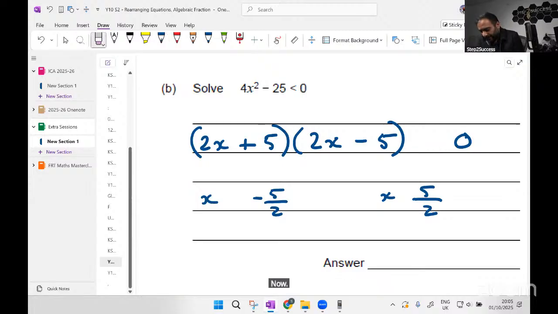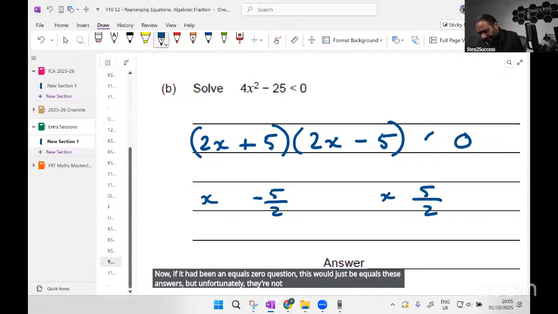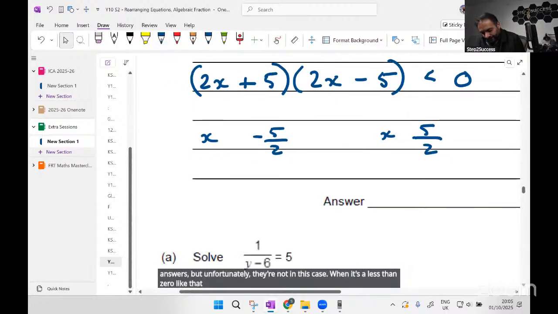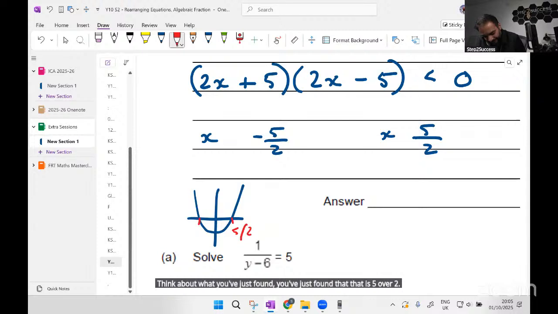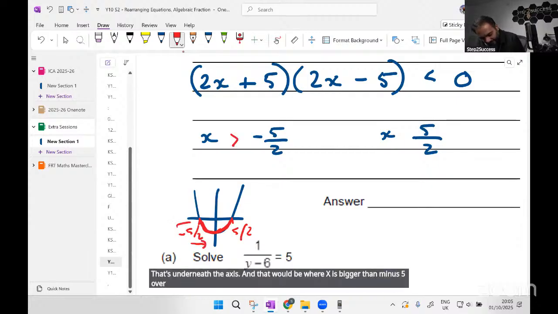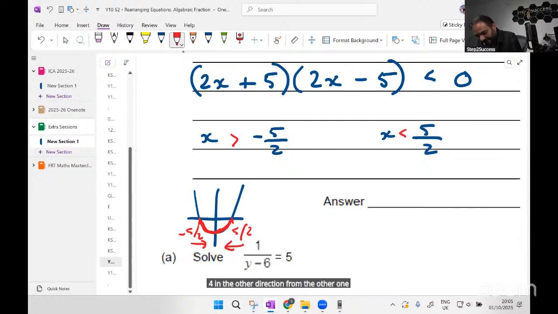Now, if it had been an equals 0 question, this would just be equals these answers, but unfortunately they're not in this case. When it's a less than 0 like that, what you're supposed to do is think about a quadratic graph. Think about what you just found. You just found that that is 5 over 2, and that is minus 5 over 2. And you're being asked about where it's less than 0, which is this section here. That's underneath the axis. And that would be where x is bigger than minus 5 over 2, so in that direction, or in the other direction from the other one, so less than 5 over 2. You're not meant to know that, so don't worry.